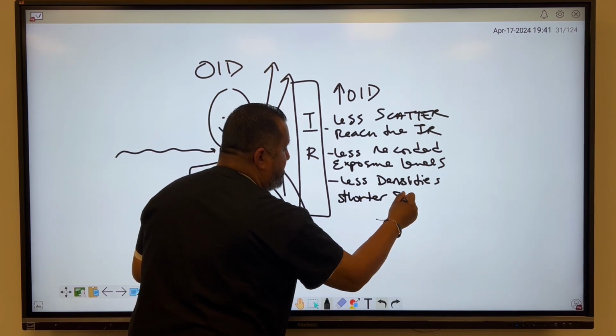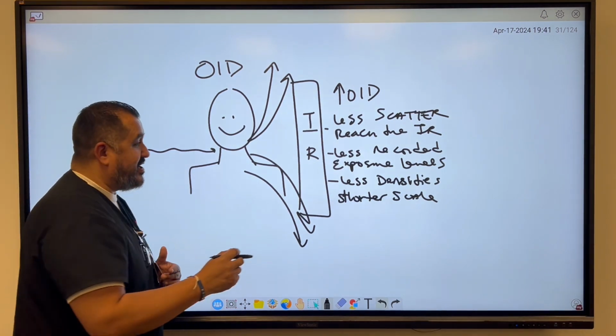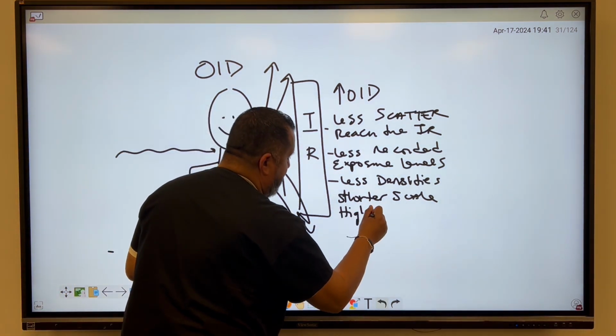So if you have a shorter scale, what's that going to do for contrast? It's going to go up. It's going to increase contrast. So you're going to have a higher contrast.